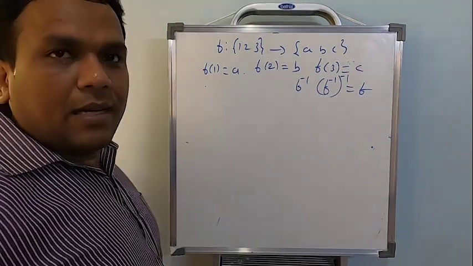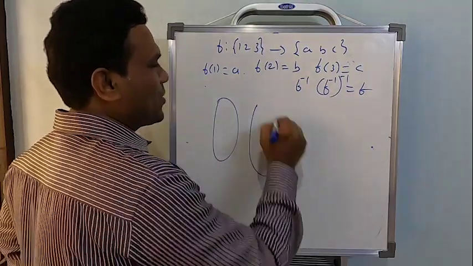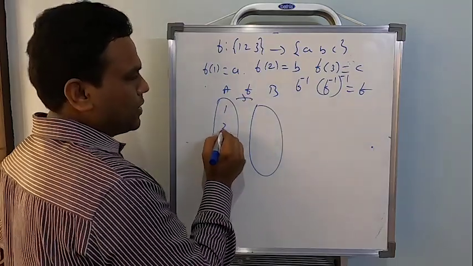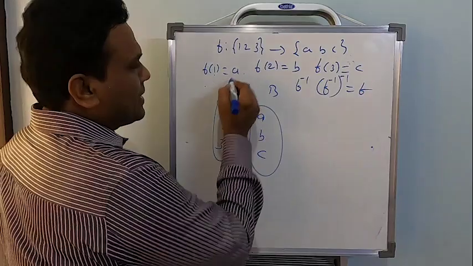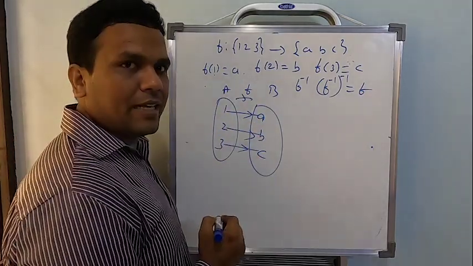Okay. I will take the help of the arrow diagram, which is easiest for me to explain and for you to understand. This is a, this is b, f is a function. So 1, 2, 3, a, b, c. f of 1 is a, so 1 is related to a, 2 is related to b, 3 is related to c.